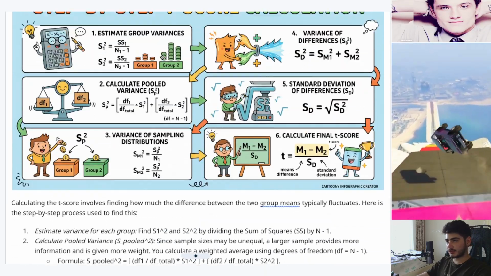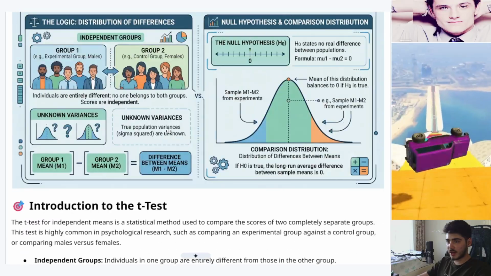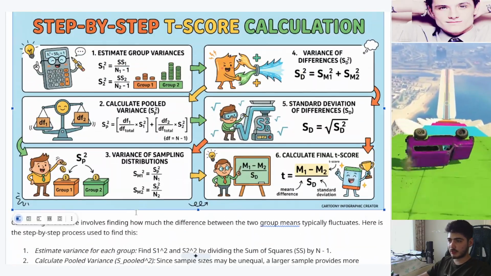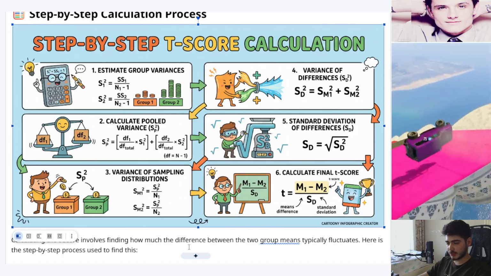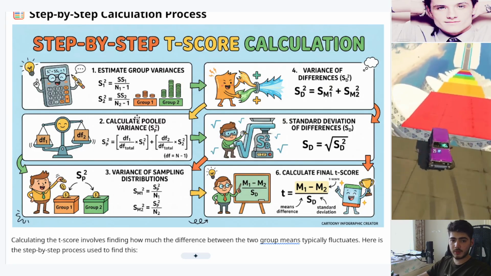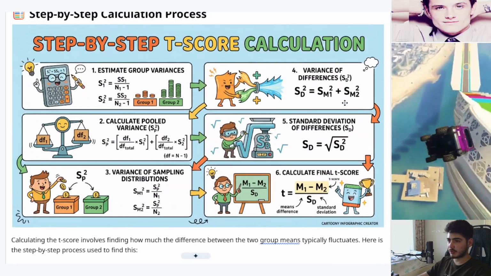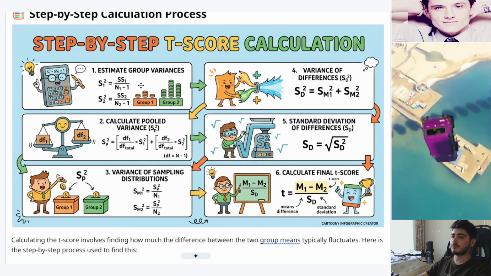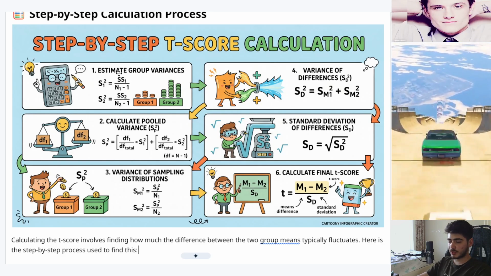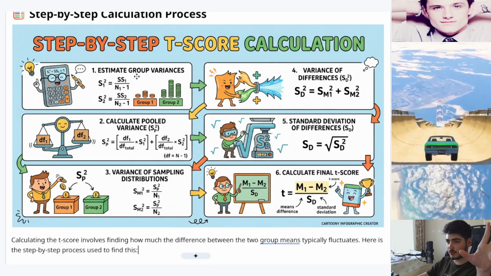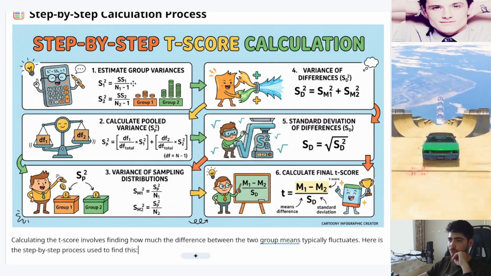Step-by-step calculation process. Now, I don't know how my infographics started turning into kindergarten level, but they have, and I can't really complain. So the first step is taking the sum of squares from the first group that you have. We're gonna call this group 1.